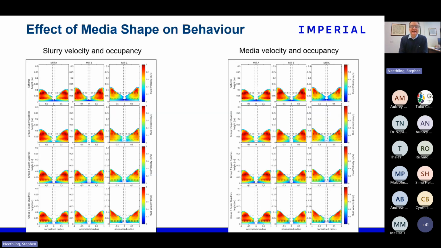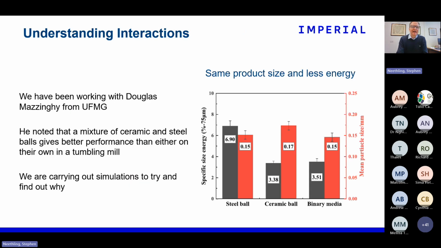And what she was investigating with it was the effect of the cell size and media shape on the performance of these stirred mills, so velocities, occupancies, etc. So that was one of the investigations that we were carrying out.